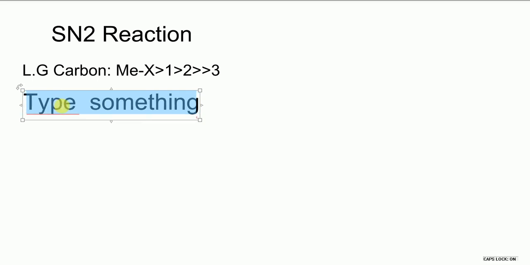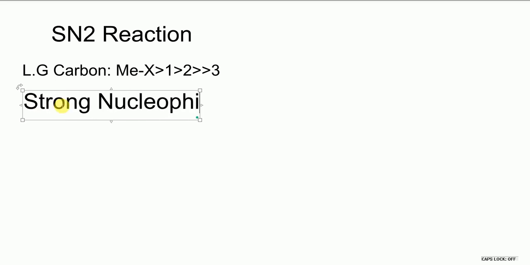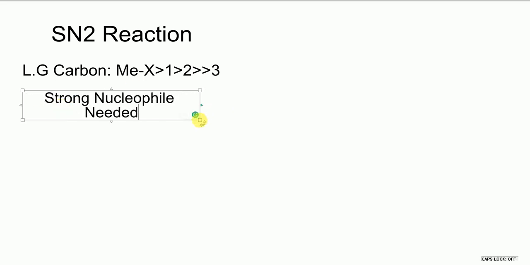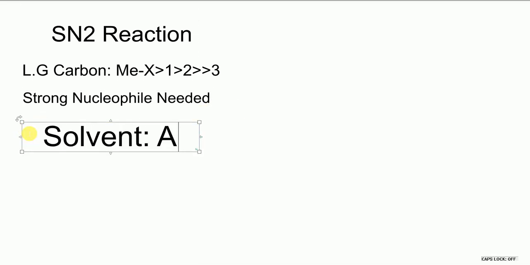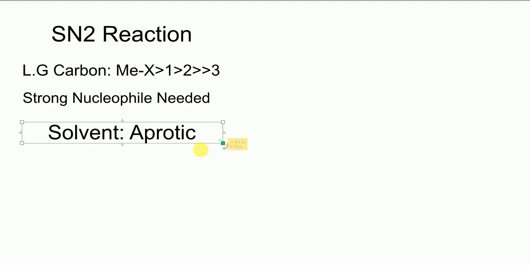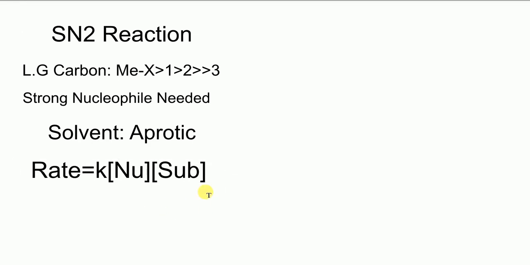We need a strong nucleophile. And the solvent must be aprotic. Aprotic helps the reaction progress. And the rate of the reaction is equal to the reaction constant, K, times the nucleophile strength, times the substrate, so how good the substrate is. The substrate is the thing that has a leaving group on it. So this is very important.